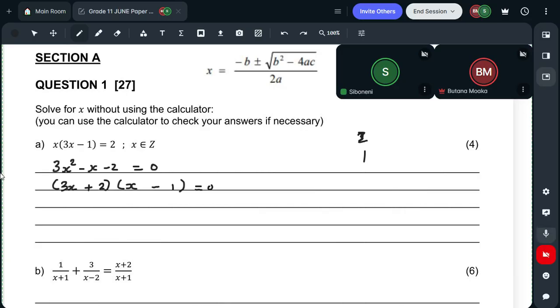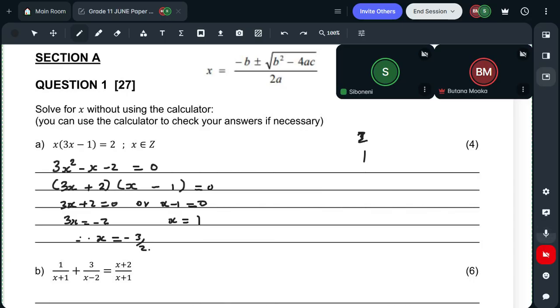Okay, so what I'm going to do next, I'm going to say this is 3x plus 2 equal to 0, or x minus 1 is equal to 0. When I solve this side, we get x is 1. The other side, 3x is minus 2. Divide both sides by 3, which gives us x to be minus 2 over 3.